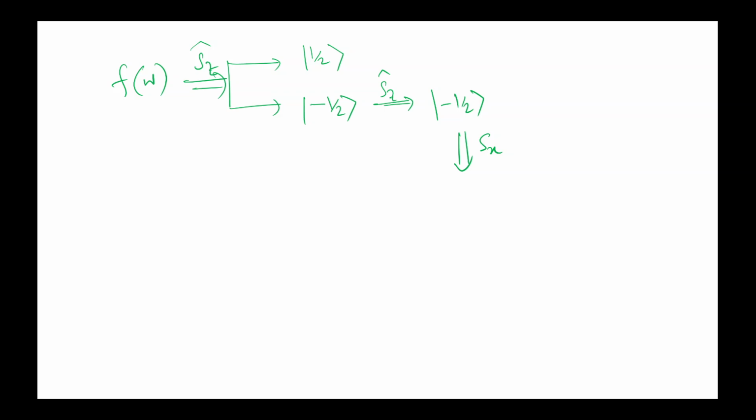So now your system state is frozen in the minus half state, because you have performed the operation once. It doesn't matter how many times you apply the Sz operator on this minus half state, you will get back the minus half state. So now my question is, on this minus half state, if I want to measure Sx, what will I get?